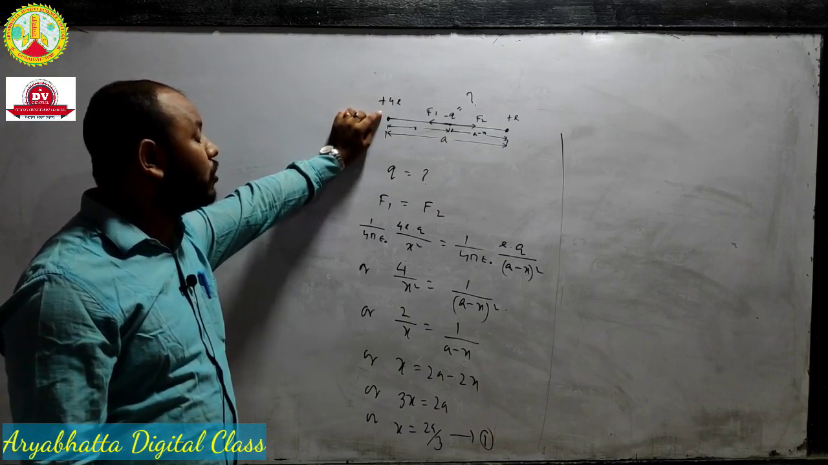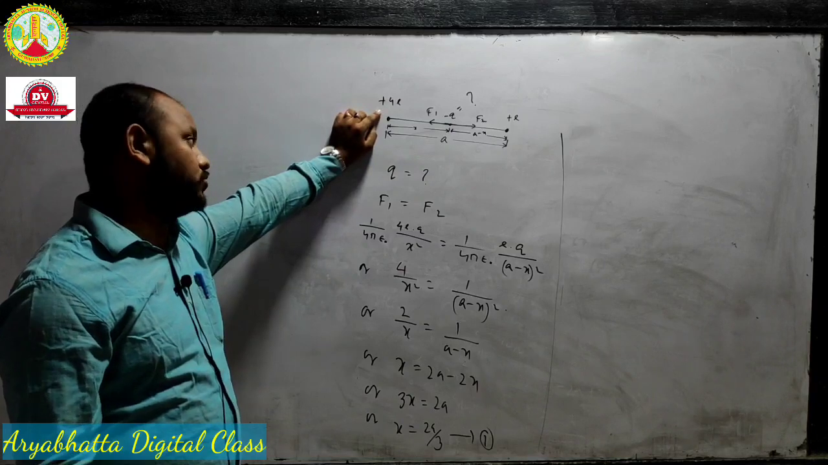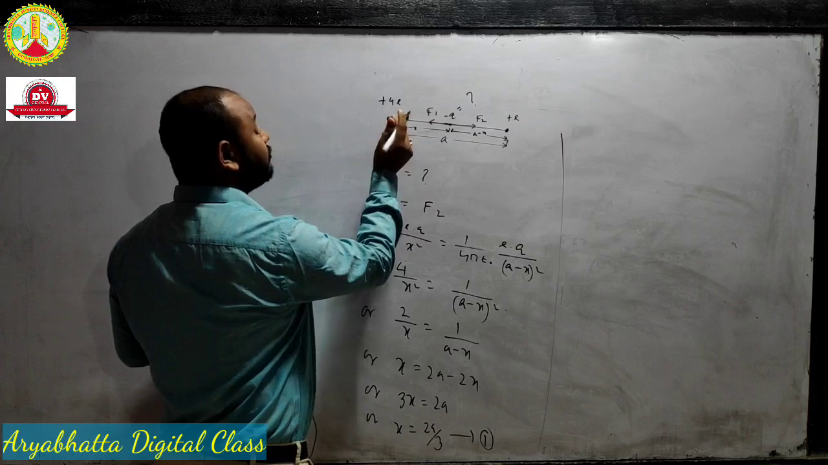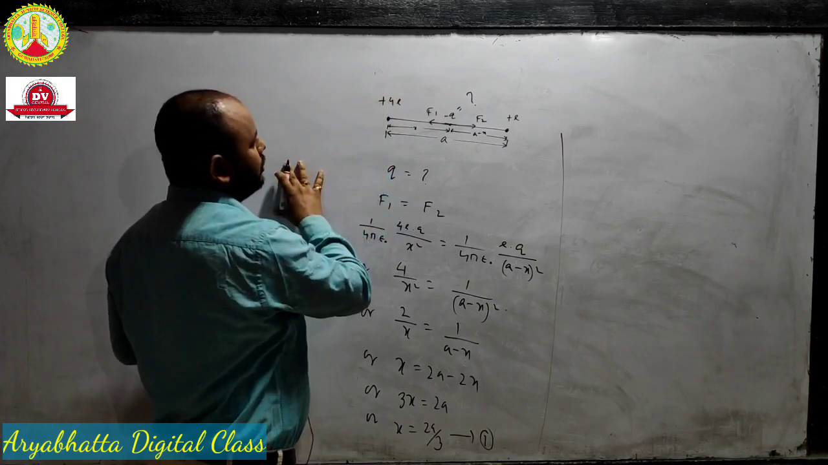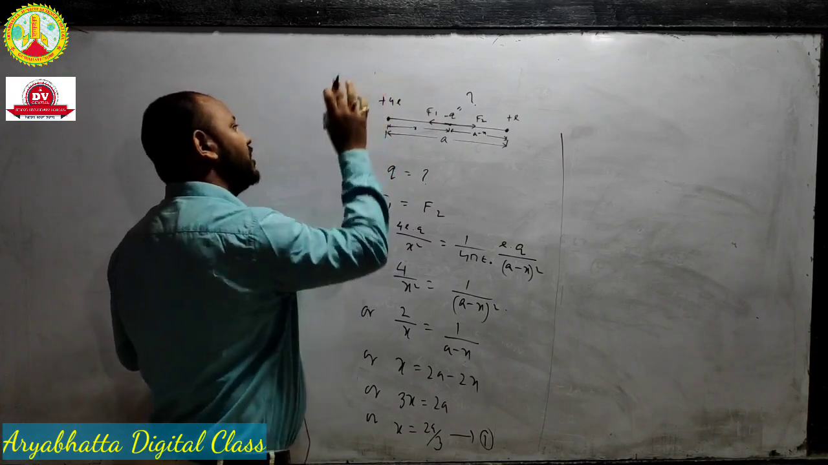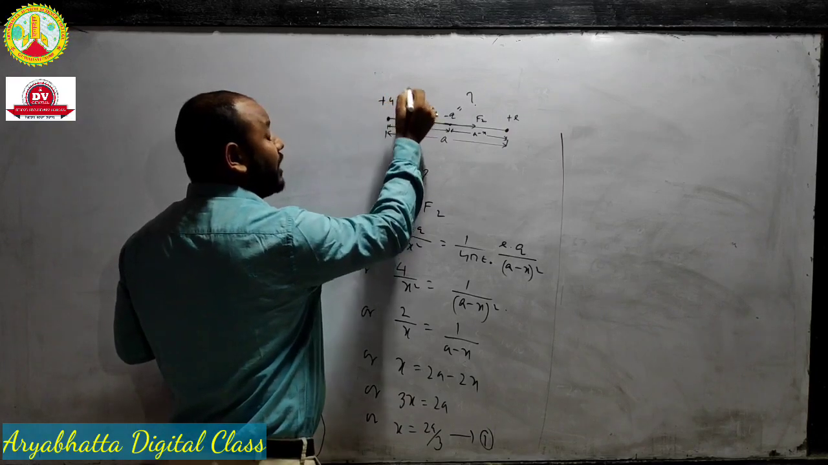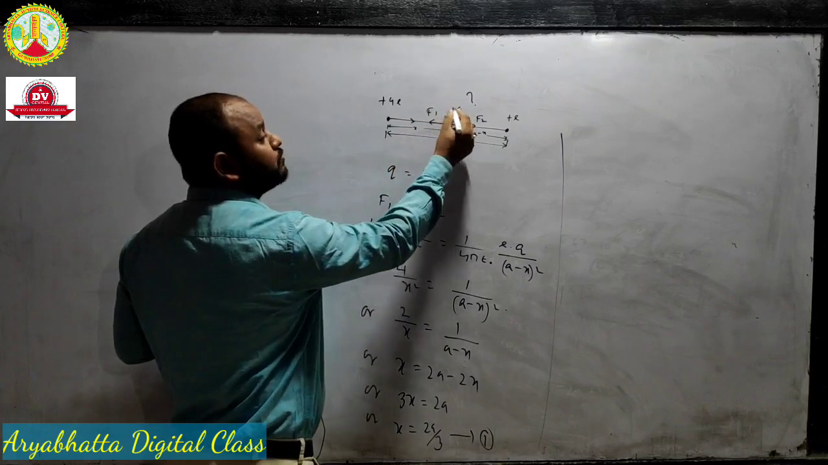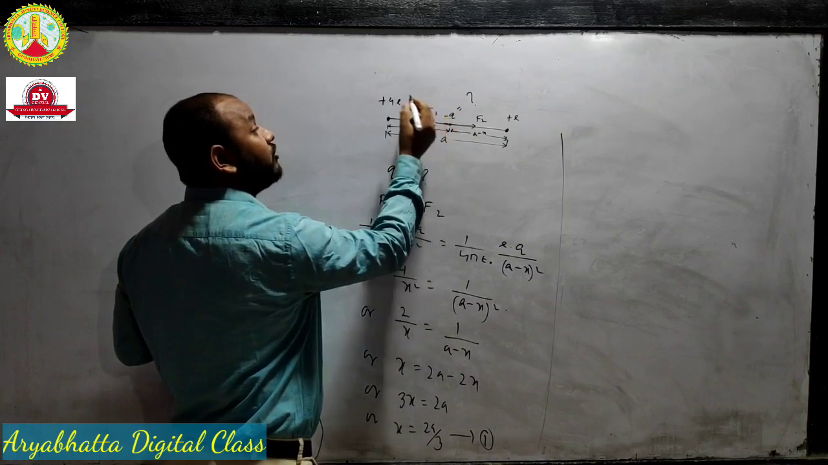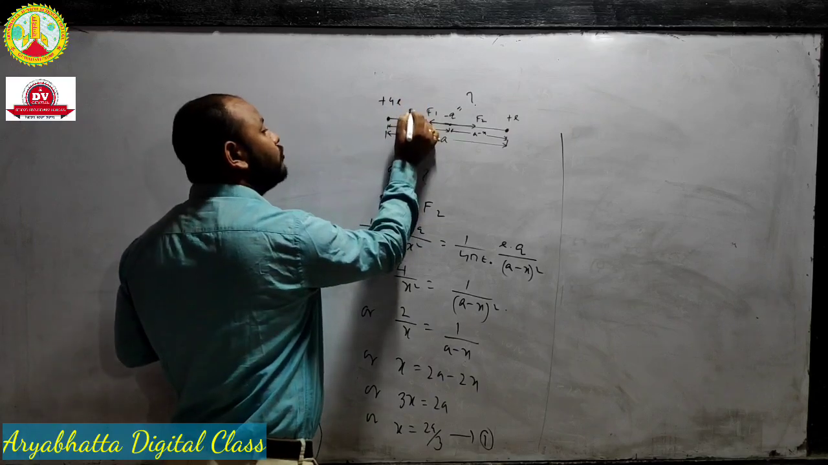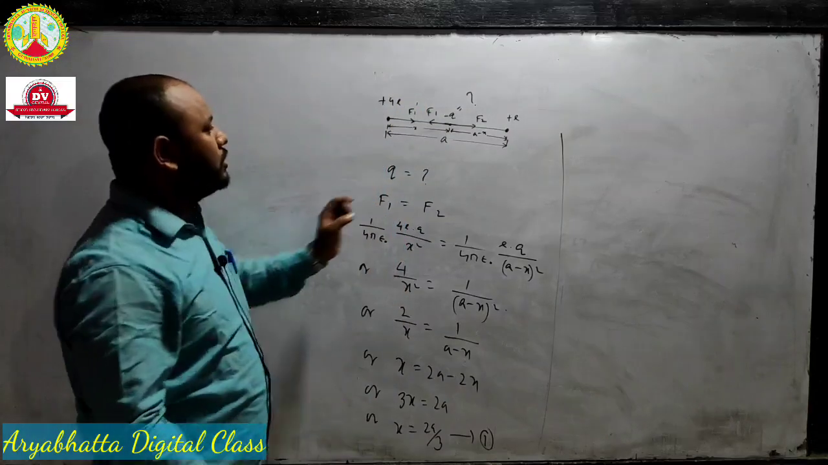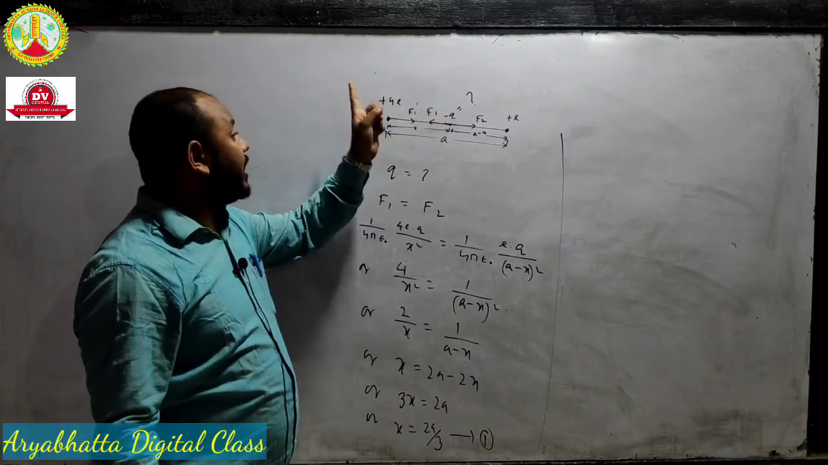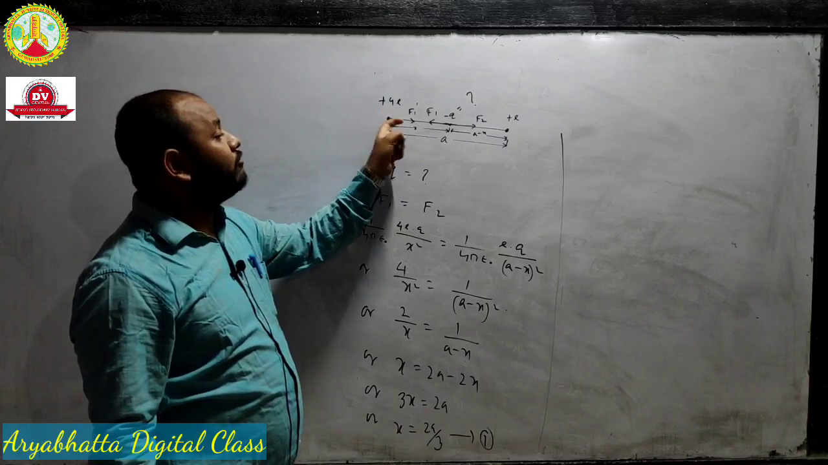The net force on the charge must be equal to 0. That means, if you think about the forces acting upon plus 4e, what are the forces acting on plus 4e? The plus 4e will experience a force. This is a negative charge, this is minus q. Minus q will attract this plus 4e with a force F1 dash, suppose.